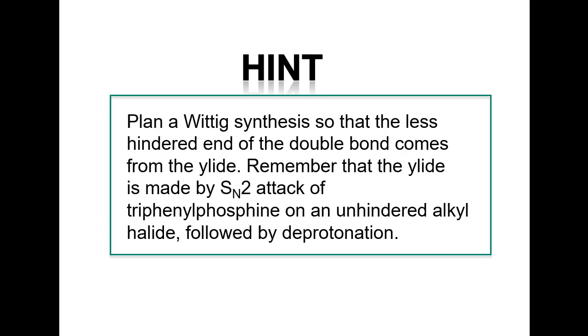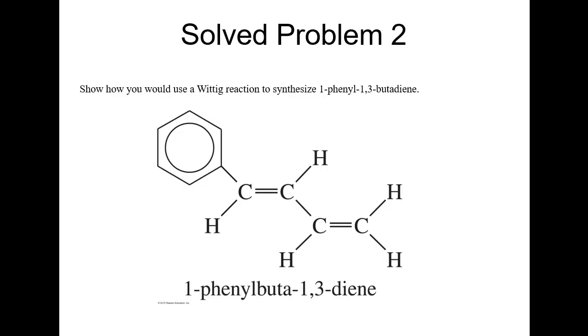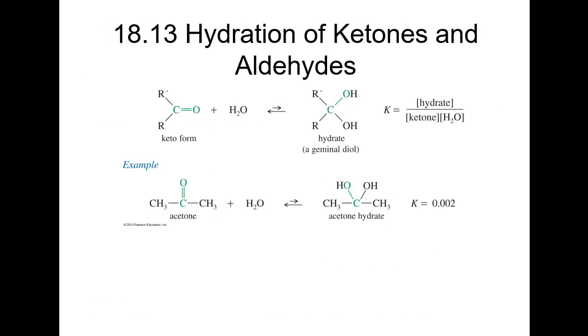do it with the less hindered end of the double bond coming from the ylid. If you have a double bond, whichever end is less hindered should be your ylid, because you want the least substituted one doing the attacking. Remember, you have to do an SN2 reaction on it to begin with. Here they show you a compound and want you to do a Wittig on it. Why don't you do that for homework, and we can talk about it in class when we get together.